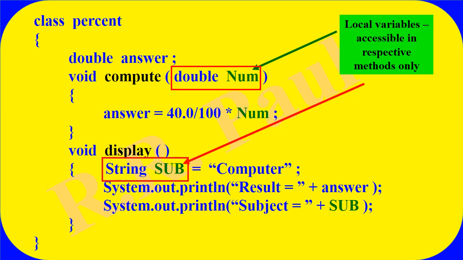Now let us summarize. Double type answer, a global variable. Double type num, a local variable for compute function, and string type sub is also a local object for display function. That means num will not be available in display function and sub will not be available in compute function.